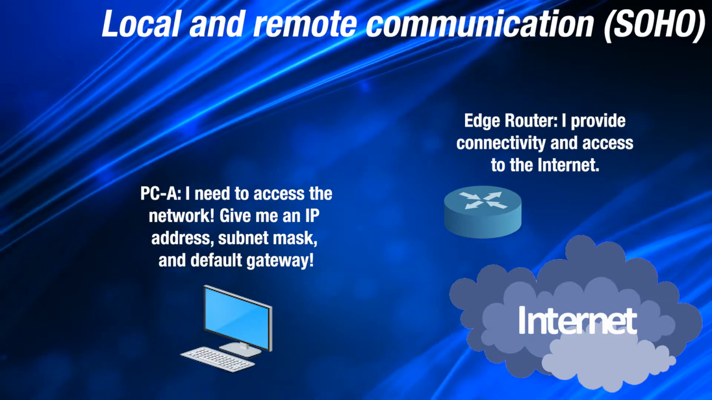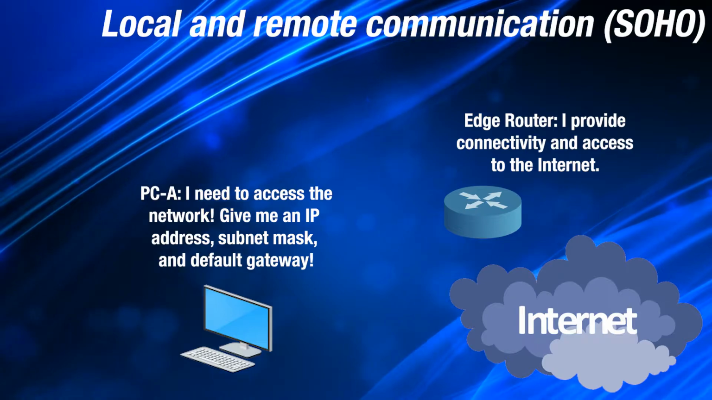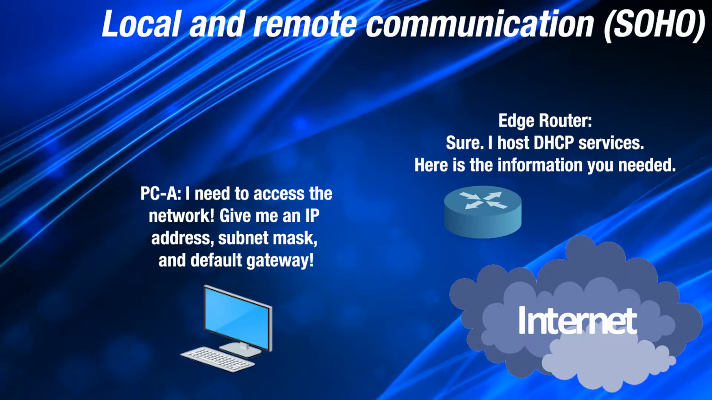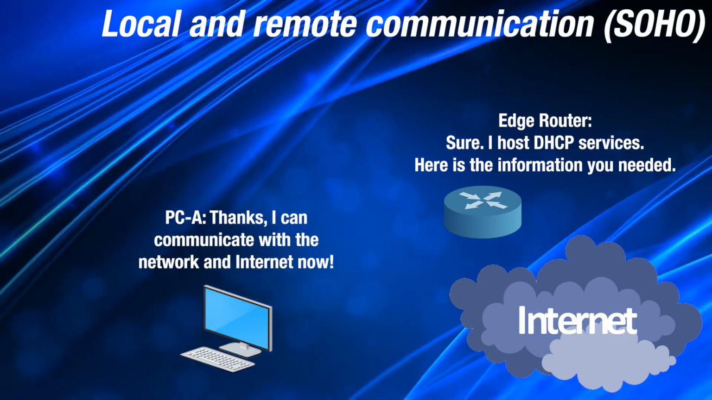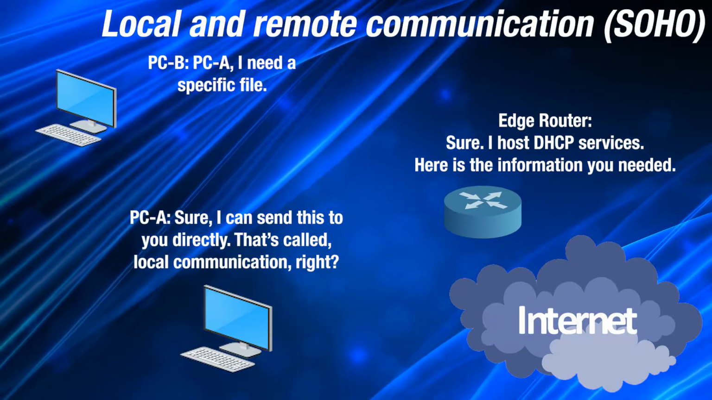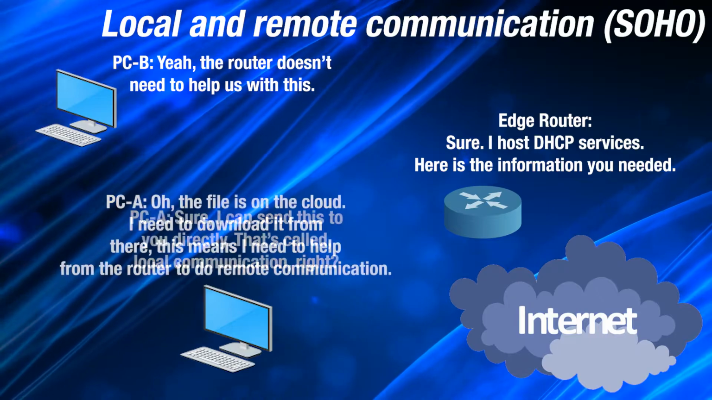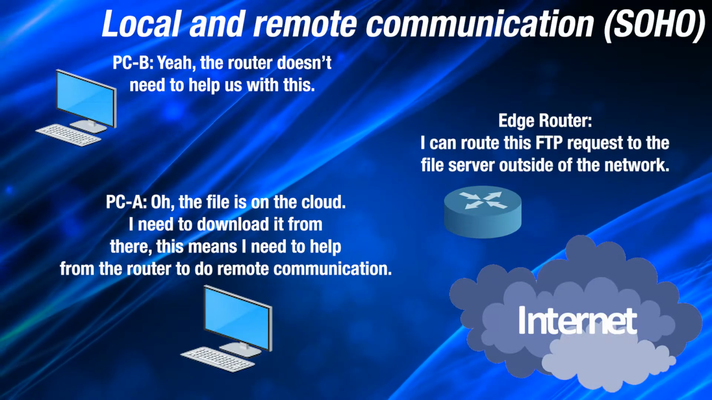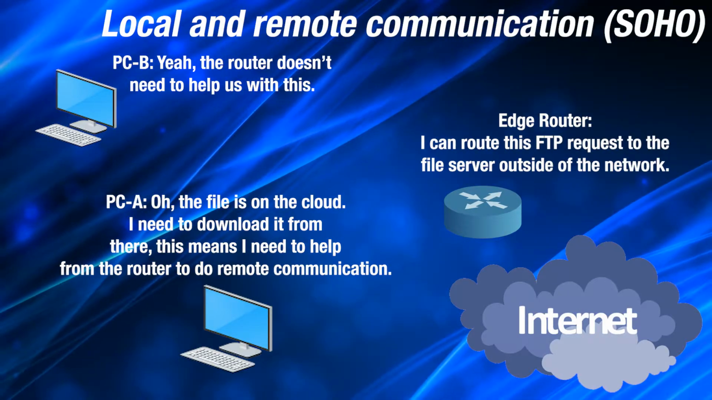For a host to access the network, they will need an IP address and the subnet mask. If they want to communicate with the internet, they will need the default gateway. If you attempt to communicate in the local network, this is called local communication. Any attempts to connect outside of the network is called remote communication.